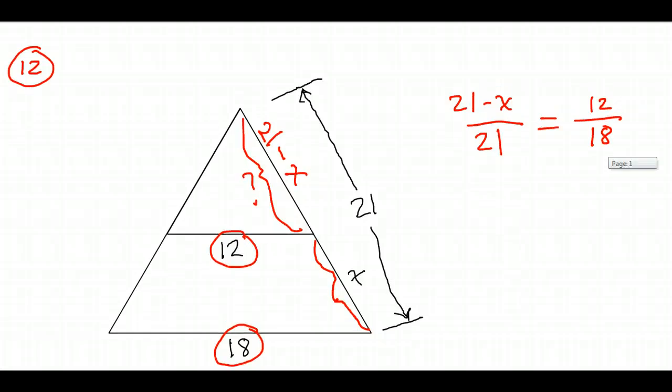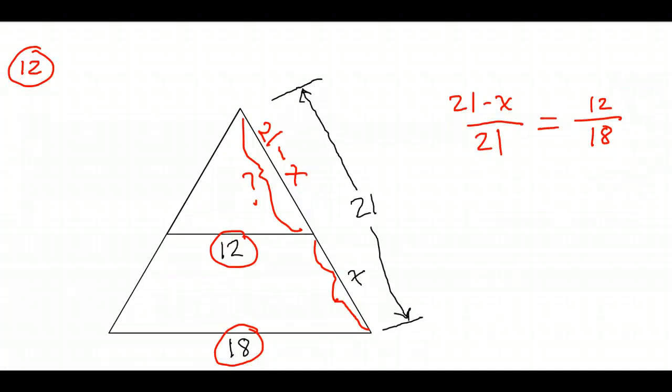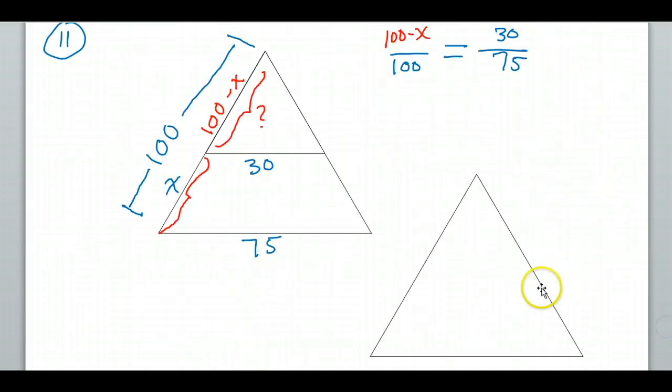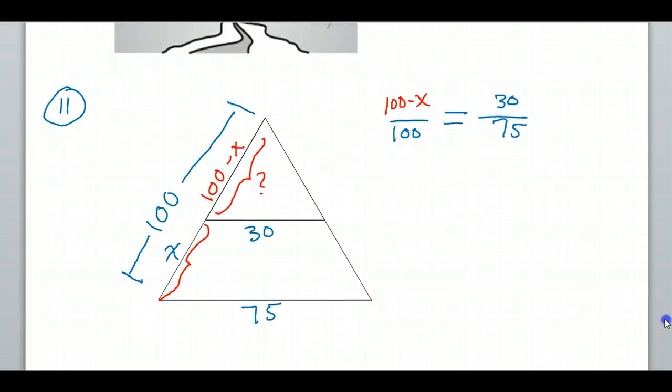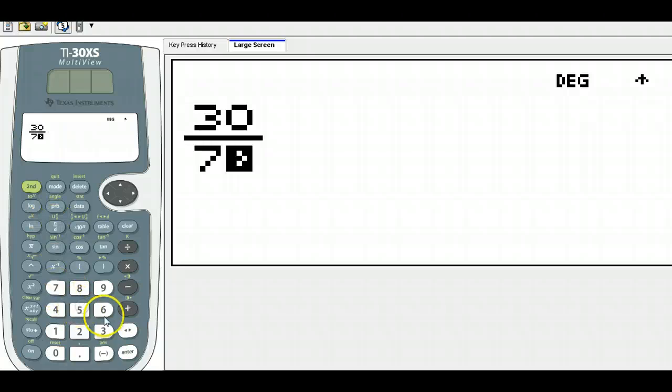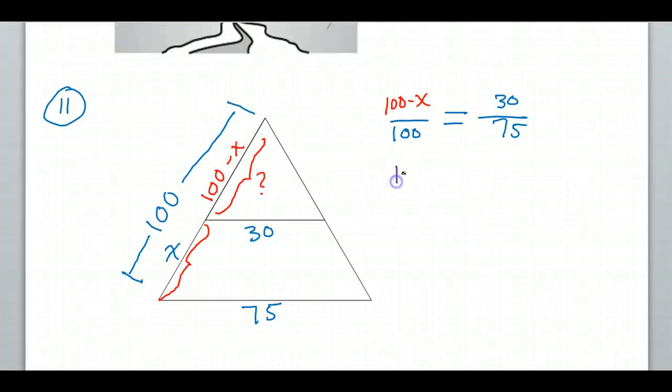Okay, so you can stop watching now, but I'm actually going to go back to the one I called number 11, and I'm going to solve it and find the actual answer, just in case anybody was curious. So what shall we do? First I like to reduce this, so 30 over 75. That's 2/5. So this is going to become 100 minus x, and no, I cannot cancel out the hundreds.